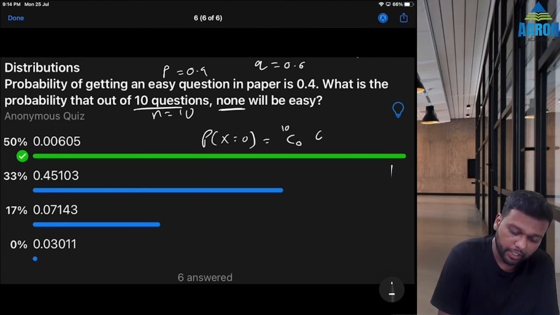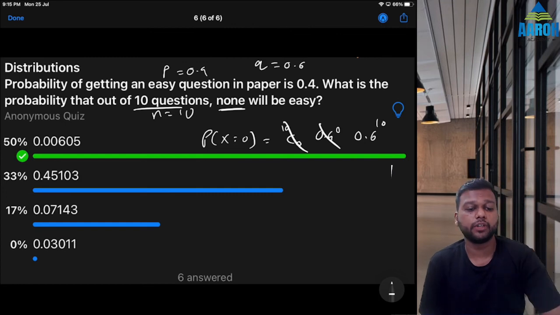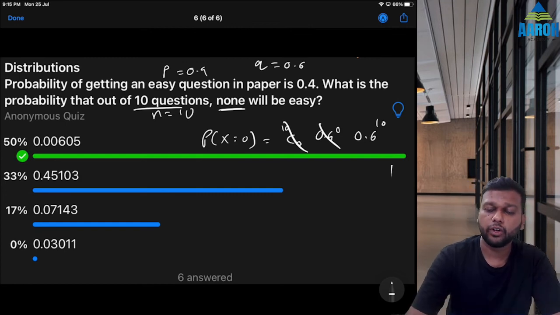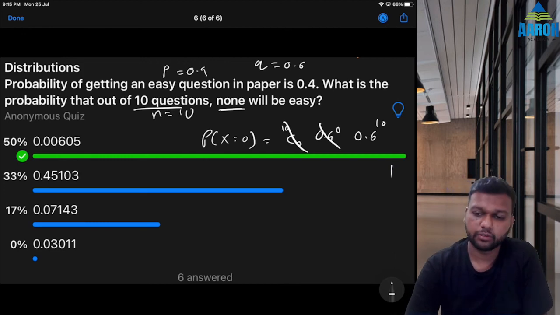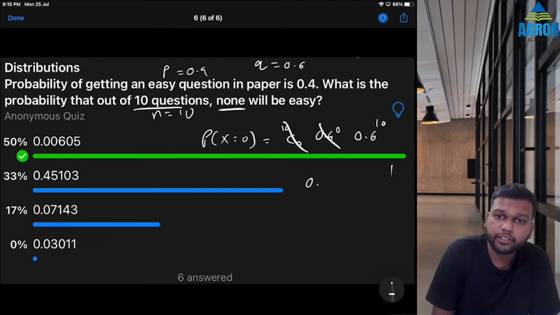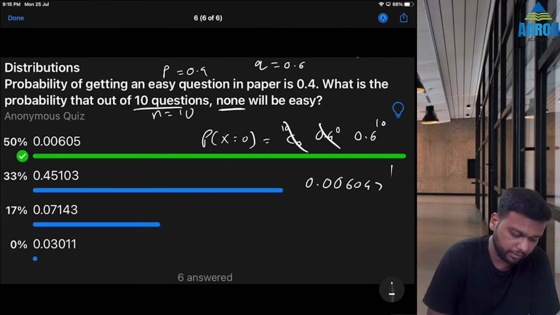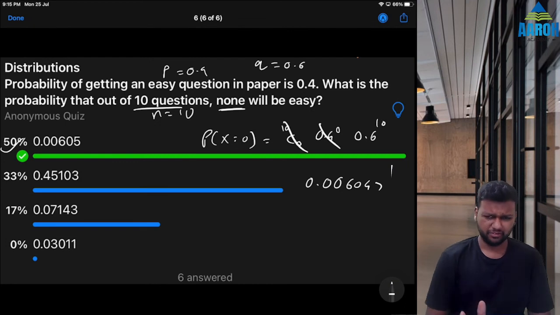10C0 into P raised to 0 into Q raised to n minus 0, which is 10. Now this is 1, this is 1. So just 0.6 raised to 10 is the answer. So on your calculator you can take 0.6 into then equal to 9 times. Okay, let's check how much that is. Check if you get 0.006047 something. So this is the correct answer, option A. Normal binomial question, nothing different in that.